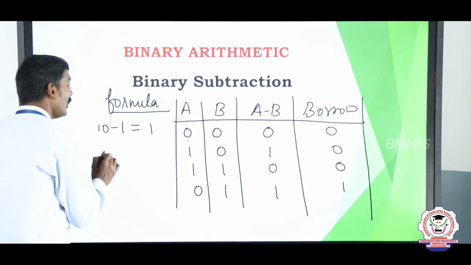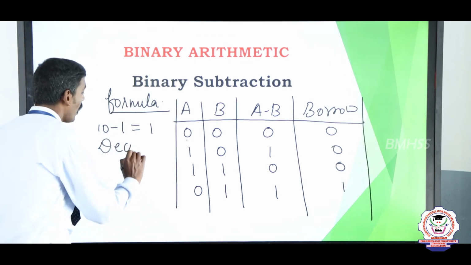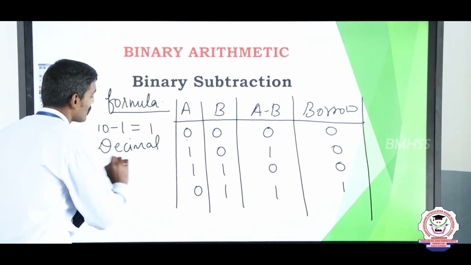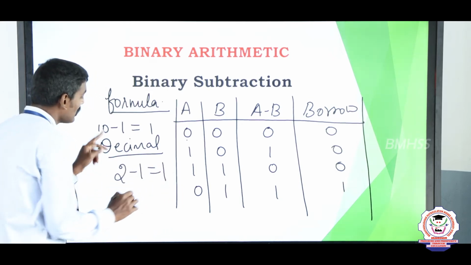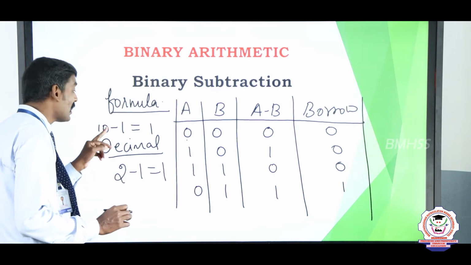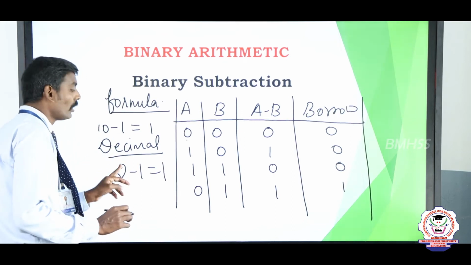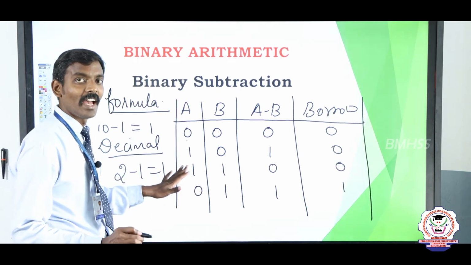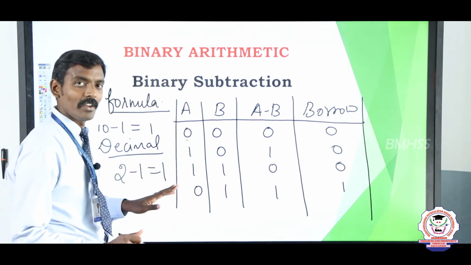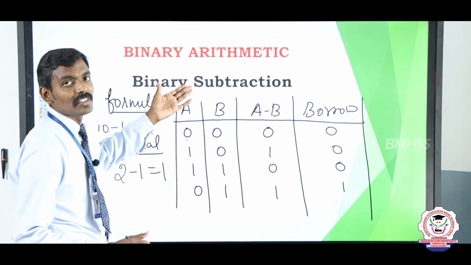Similarly in decimal, how is it possible? 2 minus 1 is equal to 1. The equivalent binary form of 2 is 1 0. So 2 minus 1 is equal to 1. This is the formula to find the binary subtraction. Are you clear? Next we are going to do some examples.